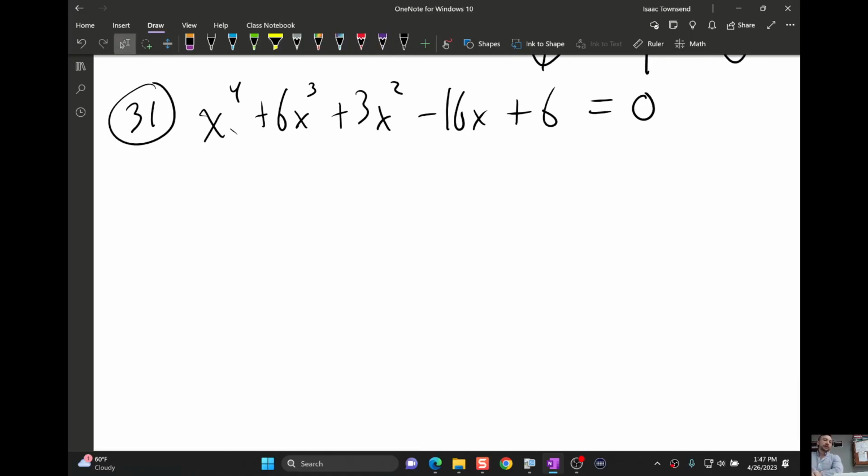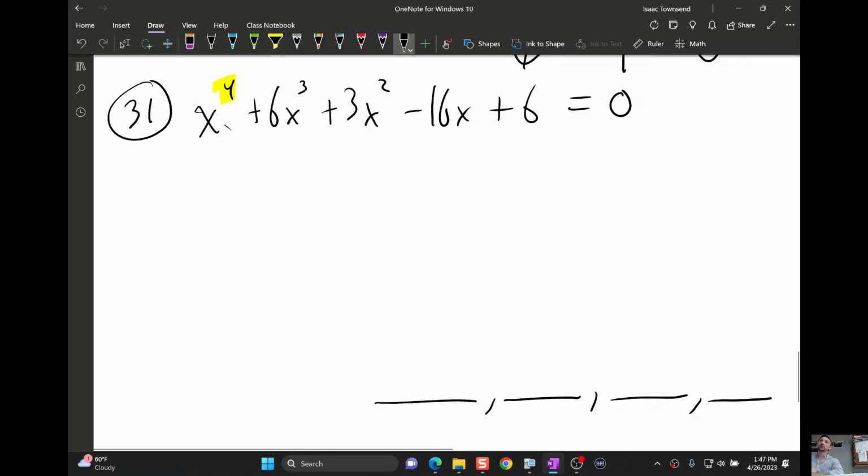Okay, so 31 gives us something where they don't give us a hint, and they don't give us a graph, and it doesn't factor, but they expect us to find all the real solutions. So first off, it could have 4 solutions. I don't know if they're all real or not, but 4 is what I'm aiming for.